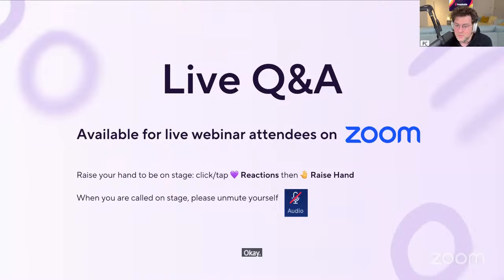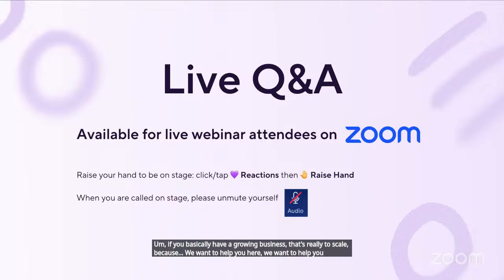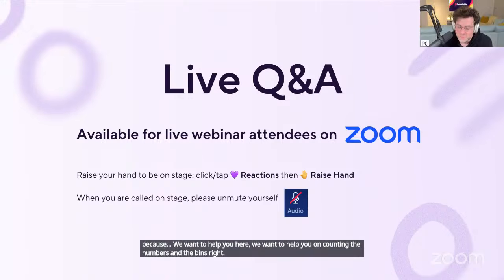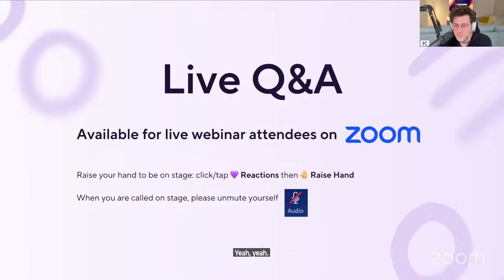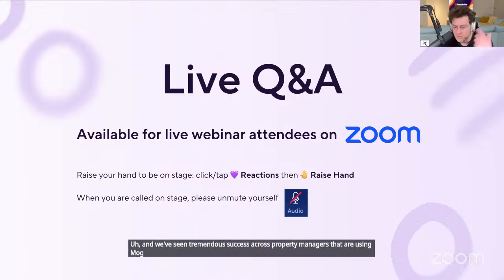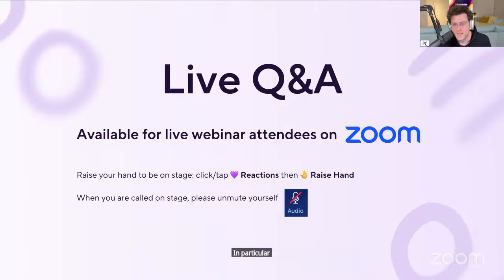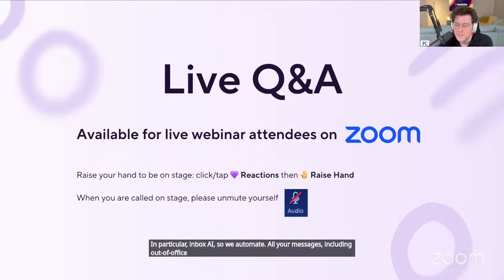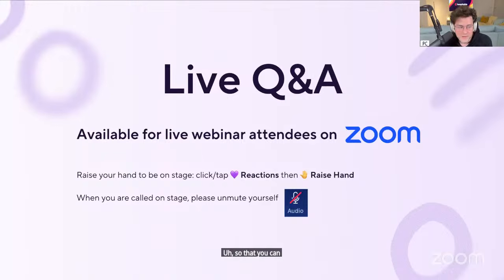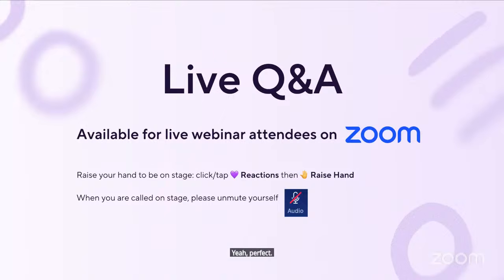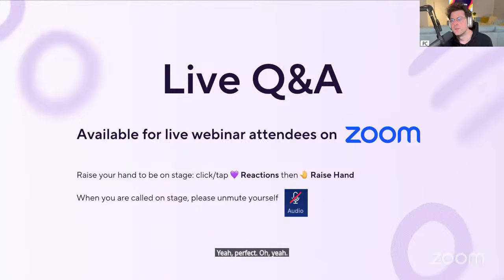So it's actually a good thing to be checking out if you have a growing business that's ready to scale, because we want to help you here. We want to help you on counting the numbers and the beans right. And we've seen tremendous success across property managers that are using Mogul, on top of the other features that also make it super valuable, in particular Inbox AI. So we automate all the messages, including out of office hours or on weekends, so that you can still have interaction with your guests. Without ruining your sleep. So that's what Mogul is great for.